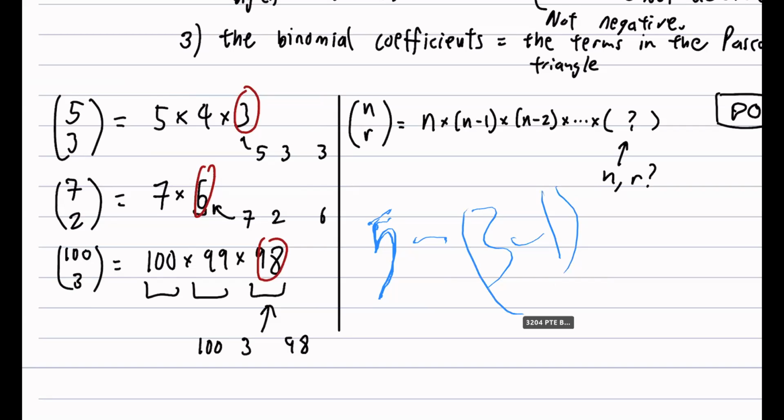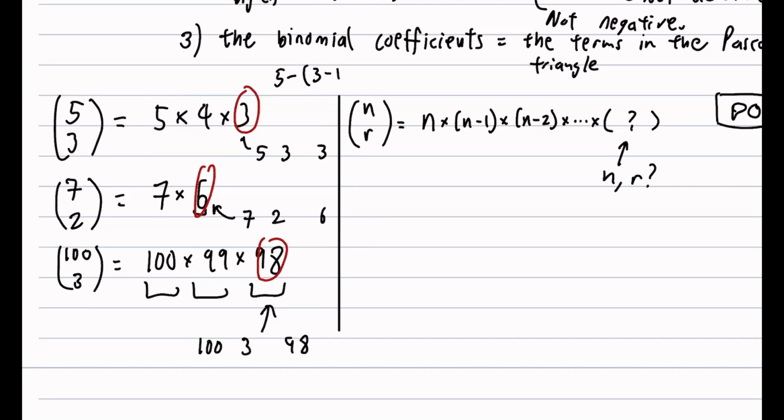Yes, correct, exactly. So if I expand it, 5, oh, sorry. Correct. The digit just before 3 is 3 minus 1, 2. But if I just expand it, I'll get 5 minus 3 plus 1, right?